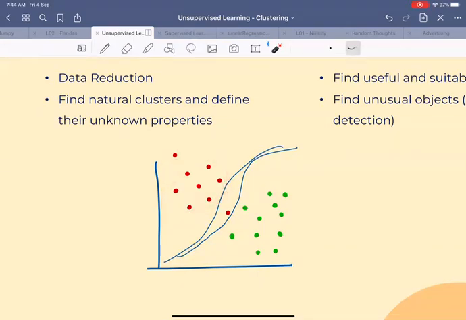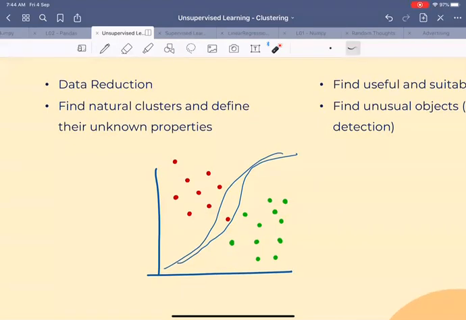Make sense? Yep. Okay. So sometimes we have loads of data, but loads of that data is not actually helping me learn the boundary. The boundary is very useful for me to learn, because if I learn the boundary, then for unseen cases, I can tell which one belongs to group red, which one belongs to group green, and so on.